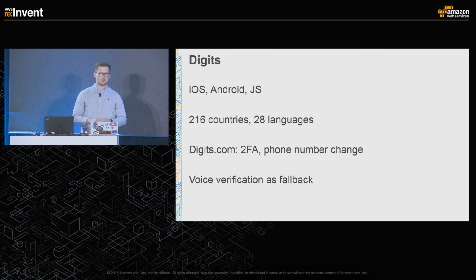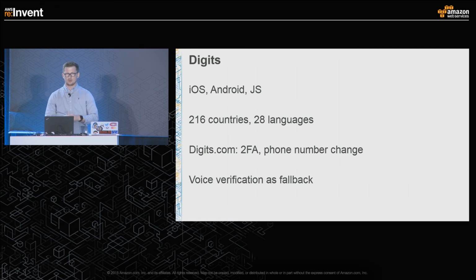So Digits in one slide or less. It's on iOS, Android, JavaScript. We're live in over 200 countries and 28 languages. So that means if your phone is set to, let's say, French, you're going to get the French SMS.